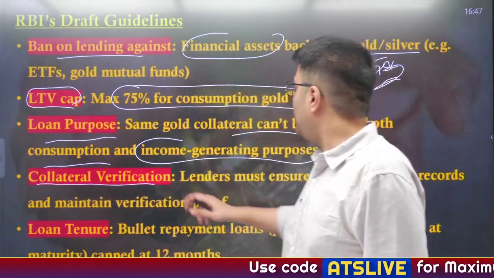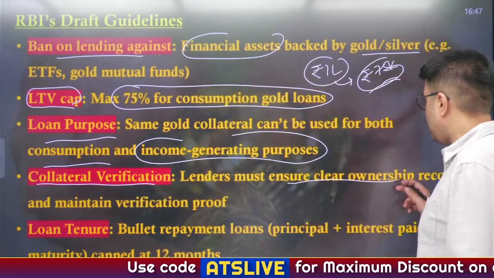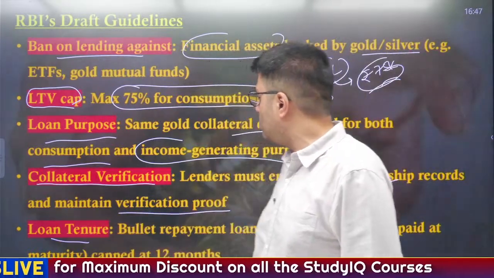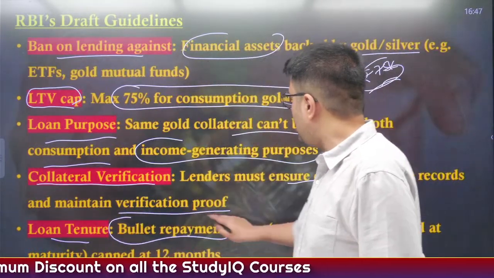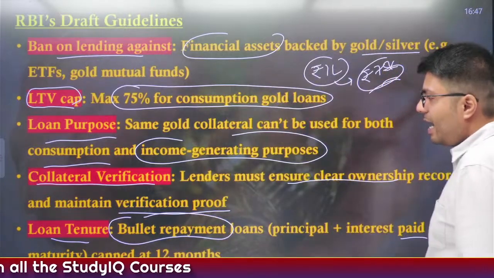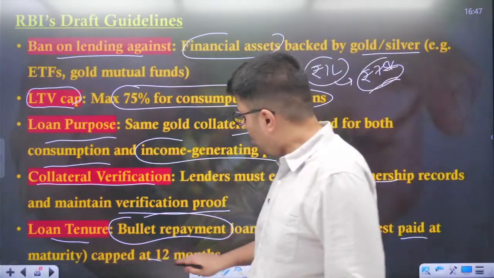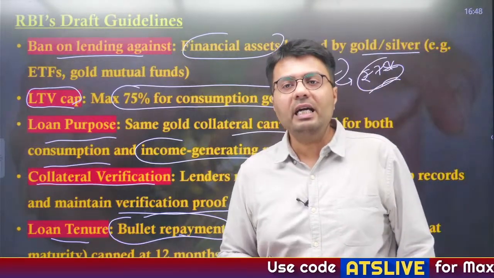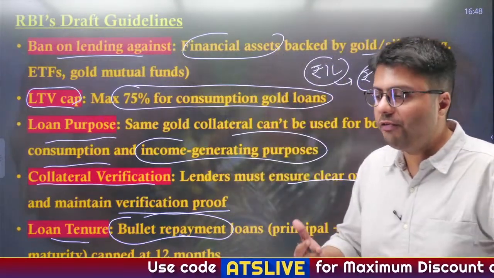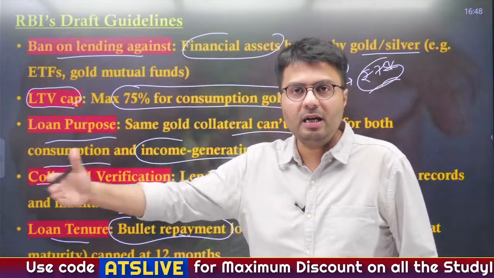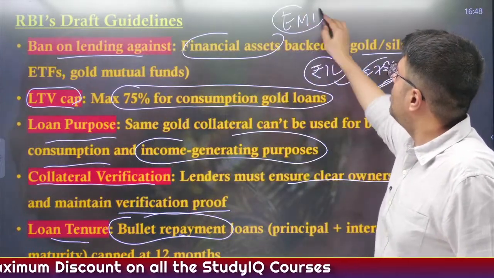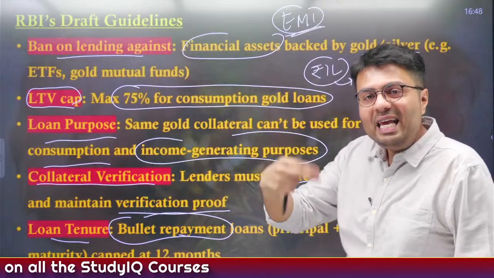Similarly, collateral verification will be done, so lenders must ensure a clear ownership record and maintain verification proof, and there is also loan tenure. Bullet repayment loans will be capped at 12 months. Now, what are bullet repayment loans? Suppose you have taken a loan of 1 lakh rupees. What if you do not return the 1 lakh rupees immediately? You also have an option to pay EMI, right? So you can return the loan amount in installments.